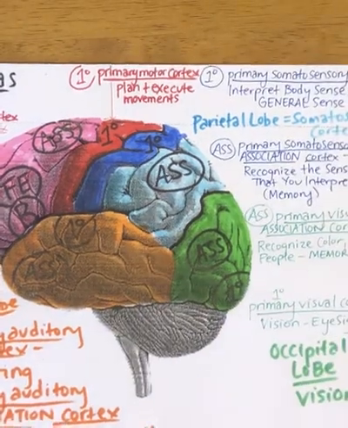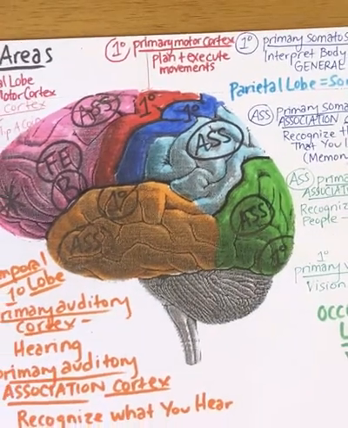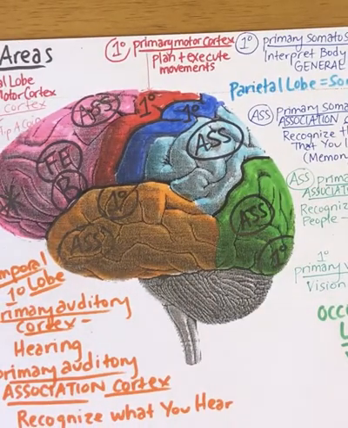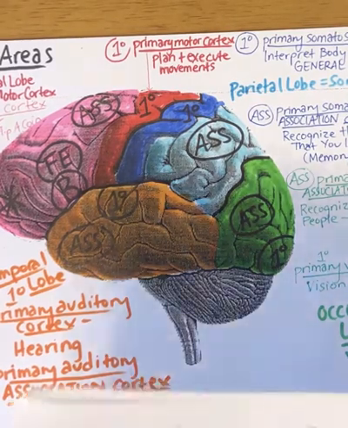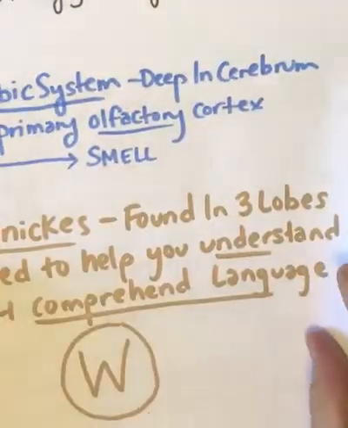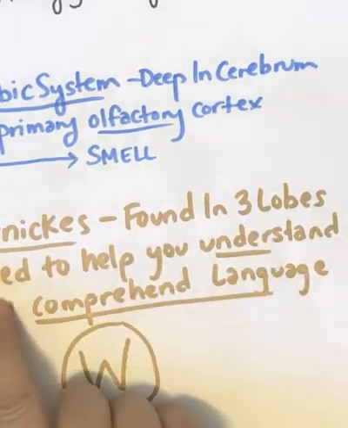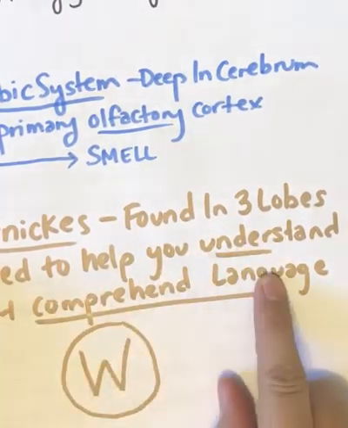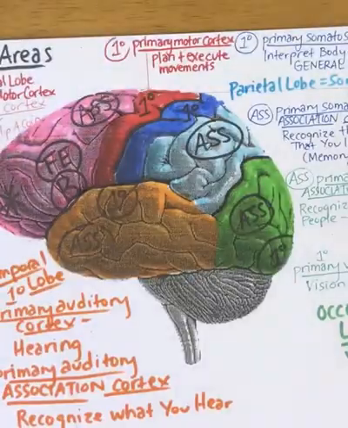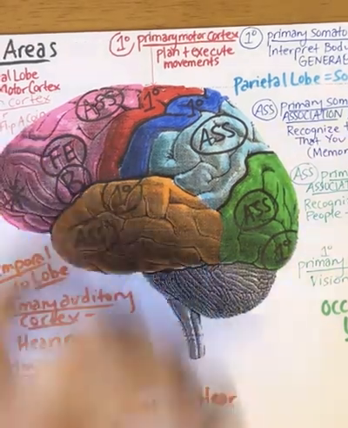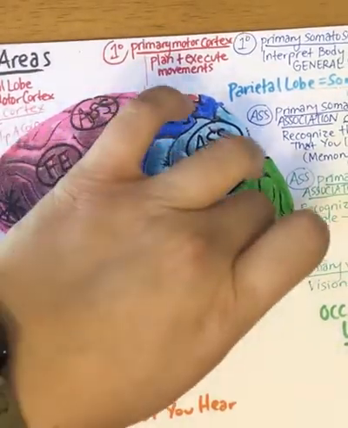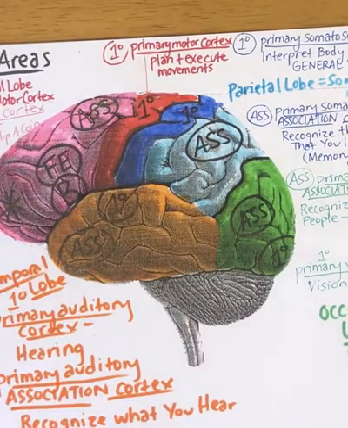All right, so we had one other area that we talked about, and that was Wernicke's. So Wernicke's, when we talked about the layers, and I did write them out, Wernicke's is found in 3 lobes, and it's used to help you understand and comprehend language. So Wernicke's is going to help you basically hear language. So it's going to be a little bit in the temporal lobe. It's going to help you read language, so a little bit in occipital lobe.